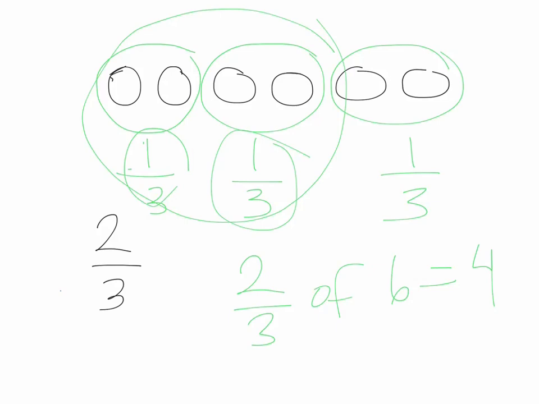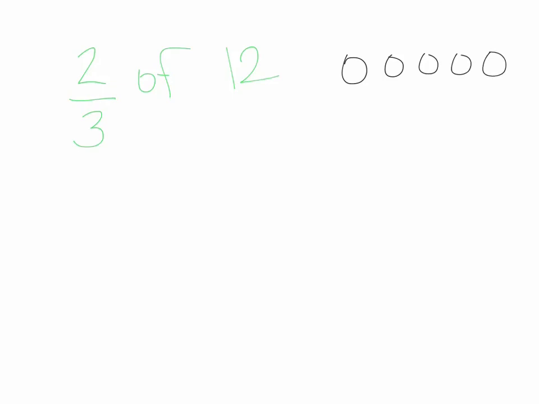Let's do another example. Okay, let's say I want 2/3 of 12. So I have 2/3 of 12. Let's say I have 12 hamburgers that I'd like to share or whatnot. Well, let's draw our hamburger here. 1, 2, 3, 4, 5, 6. 1, 2, 3, 4, 5, 6. There's my 12 hamburgers. Now I want to share 2/3 of that.